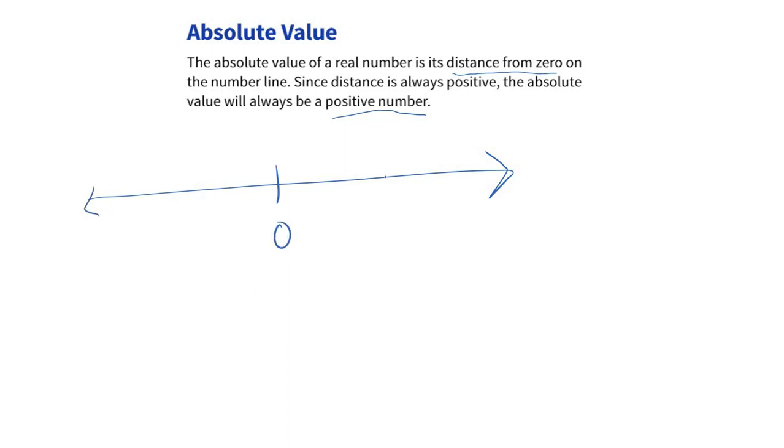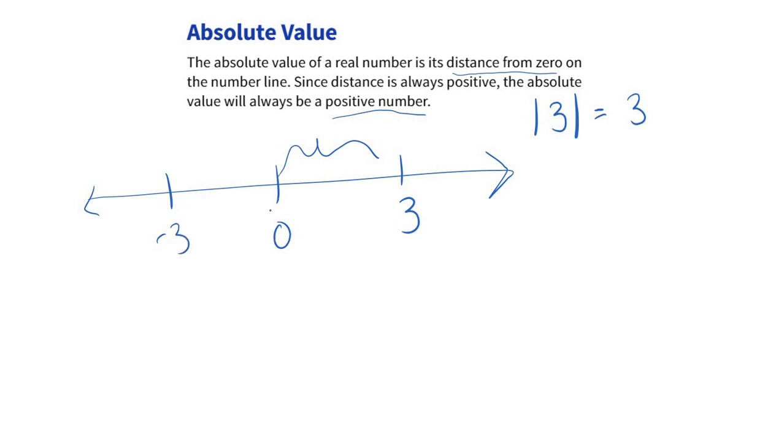So let's say there's 0. How far is 3 from 0? Or I'm basically saying, what is the absolute value of 3? And remember those bars, that's how we represent absolute value. Well, what is this distance right here? Well, it's 3 units, right? How about if I go out here?